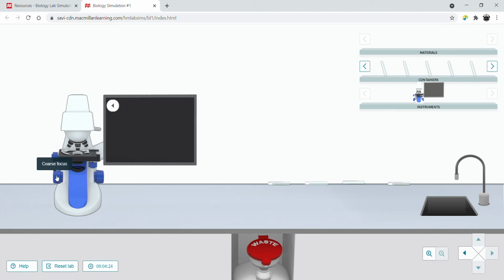We have focus knobs where you move the stage up and down in order to focus on what you're looking at. And then you have stage clips which move the object left or right or front or back. So you don't ever have to touch the slide after you put it on the scope.